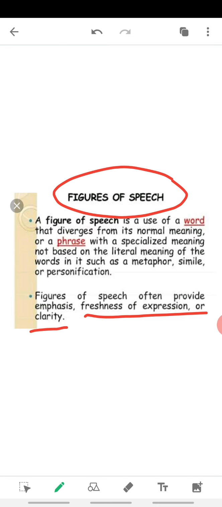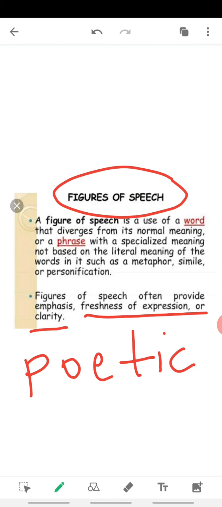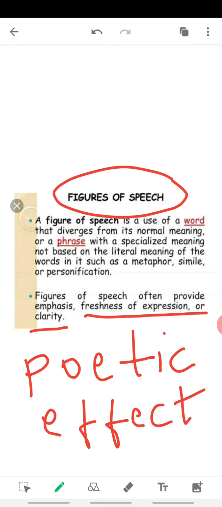Figures of speech are used for more poetic effect. Figures of speech are used in poems for more poetic effect. That is why you see there are so many lines in the poem which mention the various figures of speech, which try to explain the various figures of speech, which we will go through now slowly.